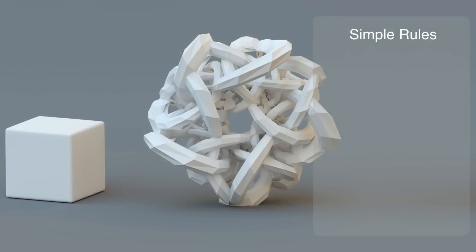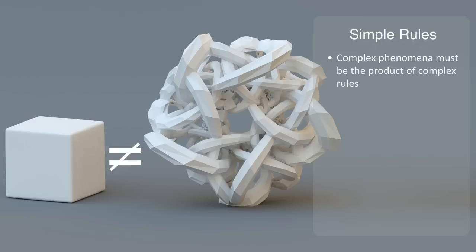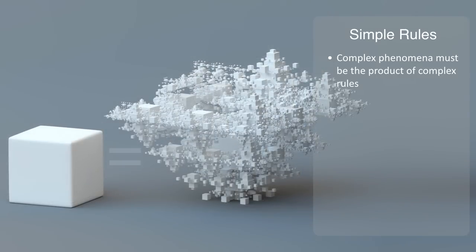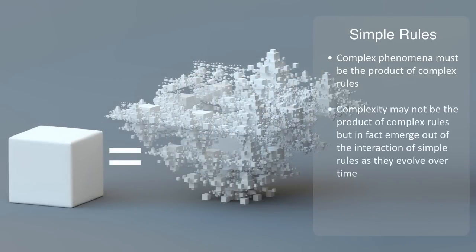One assumption within modern science is that simple rules can only create simple phenomena, and thus, inversely, complex phenomena must be the product of complex rules. The advent of chaos theory during the past few decades revealed this to be an invalid assumption, as simple systems, like a double pendulum, proved to be capable of generating complex and chaotic behavior. It is now increasingly accepted that complexity may not be the product of complex rules, but in fact emerge out of an interaction of simple rules as they evolve over time. Cellular automata are the tools that capture and embody this paradigm within science.